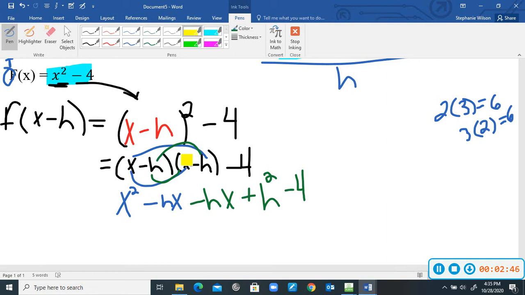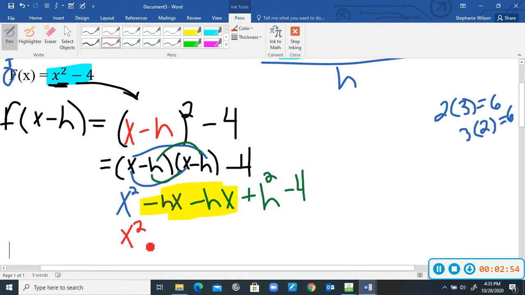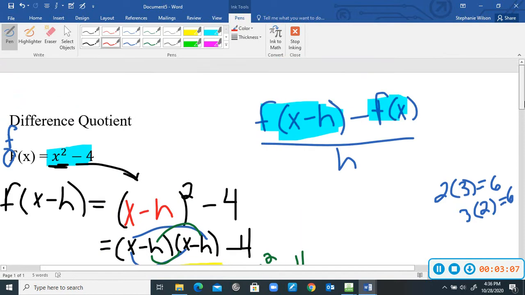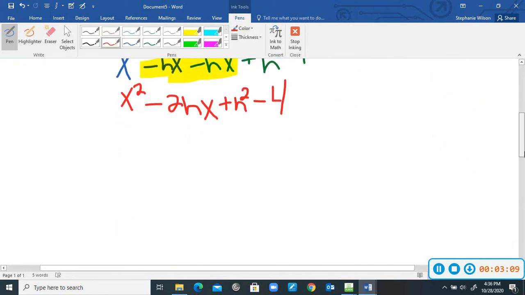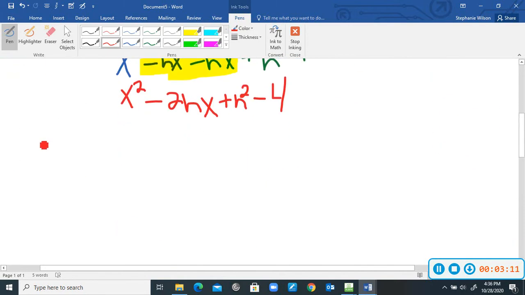So now we just need to clean this up, right? And I see here that I have this negative hx minus negative hx. I can combine those two because they're alike. So I got x squared minus 2hx plus h squared minus 4. So now we know what the x minus h is. So now we can put it all together. So I'm going to make my long line here.